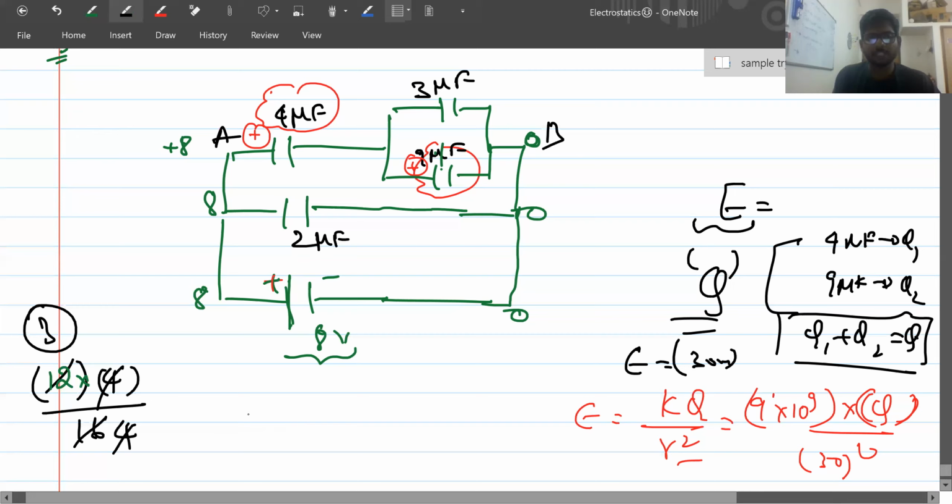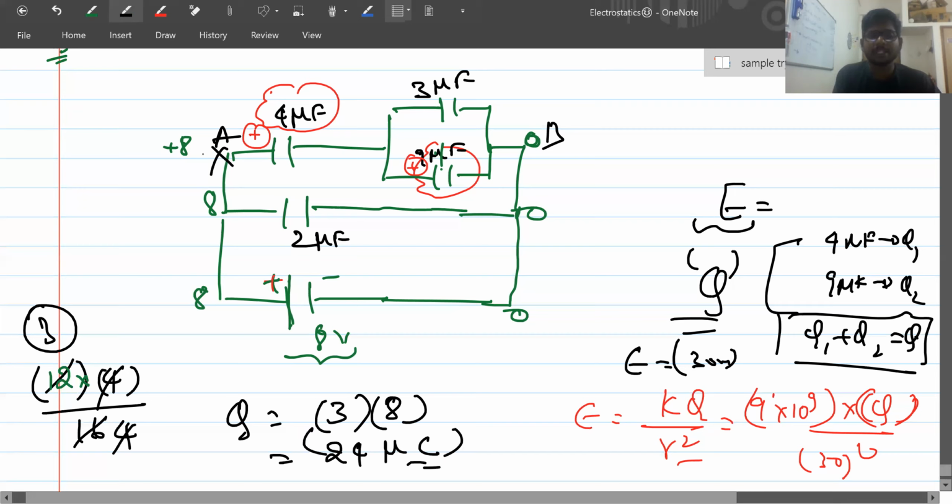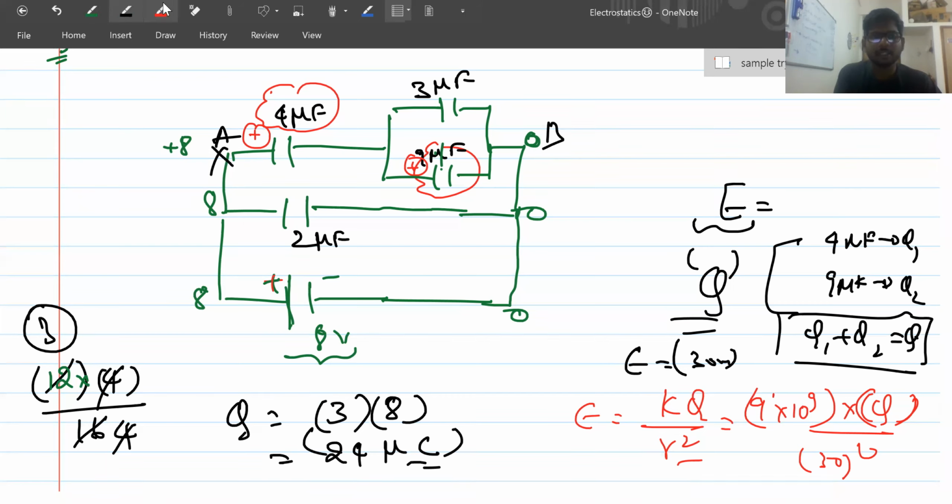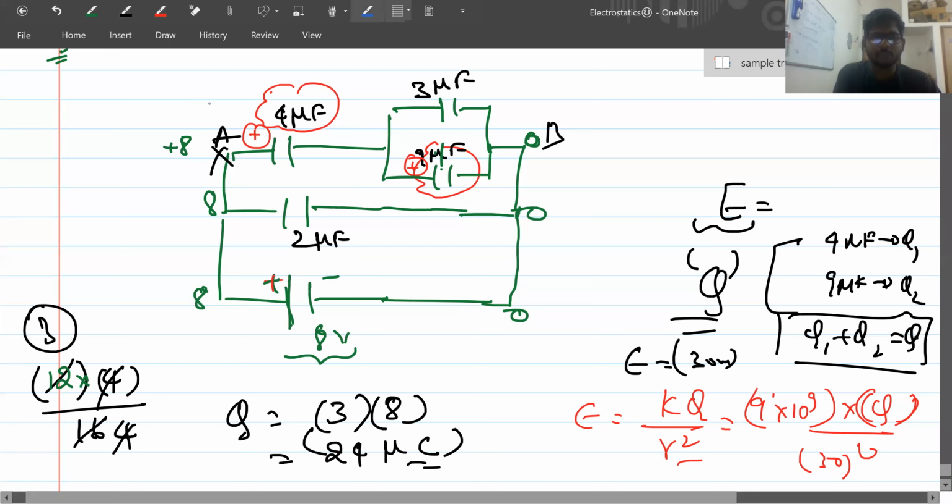Then Q is equal to C into V. So Q is equal to 3 into the potential difference across this row, which is 8. So 24 microcoulombs will be the charge supplied to this particular row. 24 microcoulombs is there on this positive plate, and this negative plate will be minus 24. And this plus 24 will be distributed across these two plates.